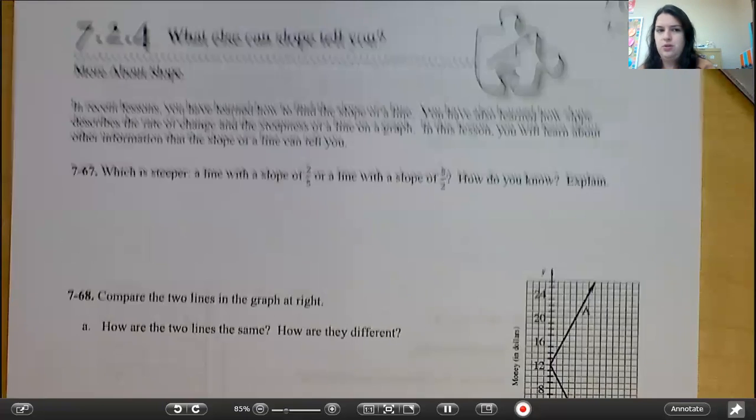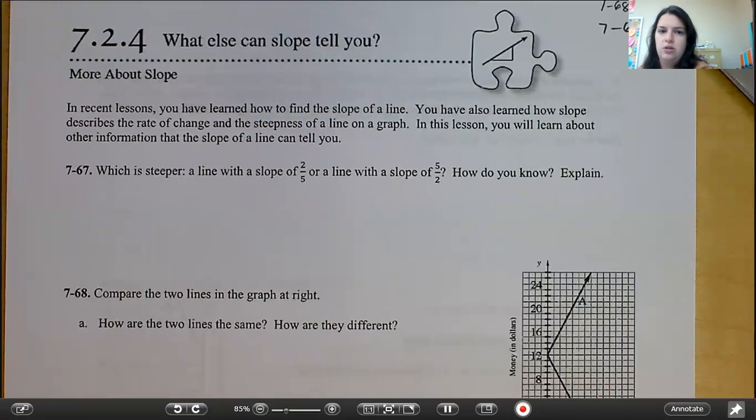Hi everyone, I'm here with your 7.24 lesson, What Else Can Slope Tell You? More About Slope. In recent lessons, you have learned how to find the slope of a line. You have also learned how slope describes the rate of change and the steepness of a line on a graph. In this lesson, you will learn about other information the slope of a line can tell you.